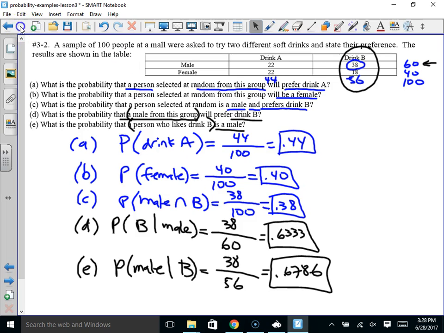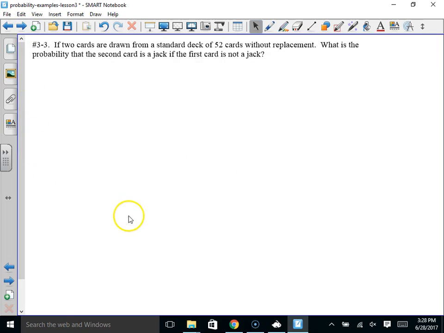Okay, let's move on to another one. It says, if two cards are drawn from a standard deck of 52 cards without replacement, what is the probability that the second card is a jack if the first card is not a jack? Okay, so let's look at the original deck. It looks like everything has to do with being jacks here.